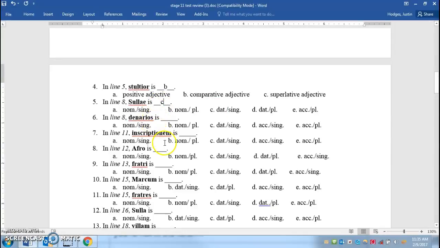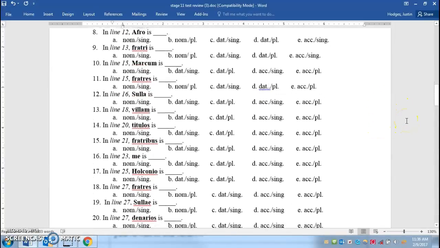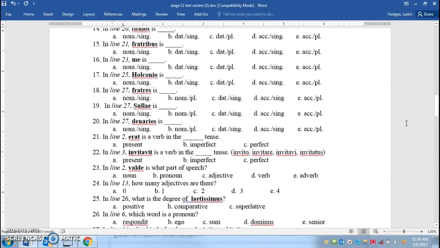The rest of these, denarius, inscriptionem, Afra, fratri, Marcum, fratres, Sola, velum, all of these can be answered very simply just by matching the ending of the noun to the endings on the charts that will be up on the wall during your test. I'm not going to spend too much time going over the rest of these. If you have a particular question, feel free to ask me.